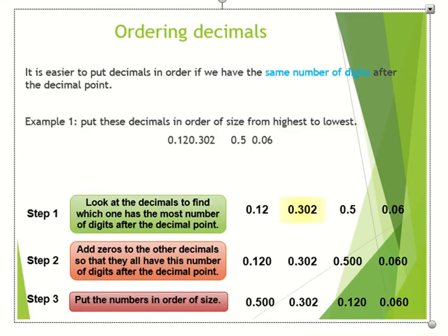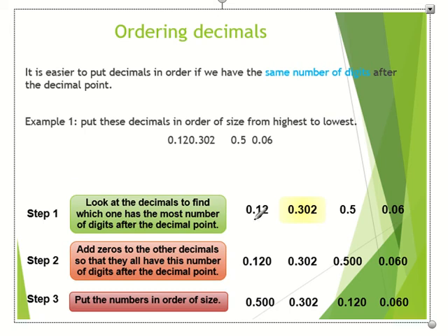Moving on to today's learning, ordering decimals. Now we have done this before in year 6, but we've got step 1, step 2, and step 3 to help you through it. An easier way to put decimals in order is if they have the same number of digits after the decimal point.